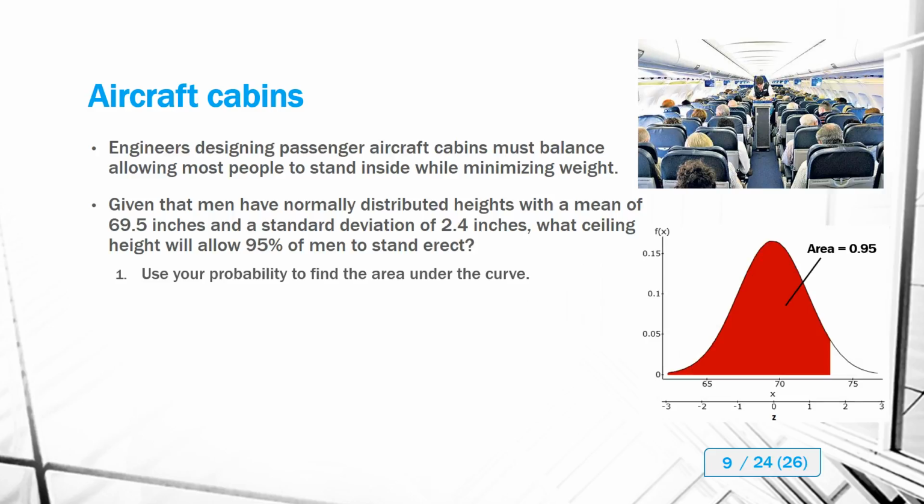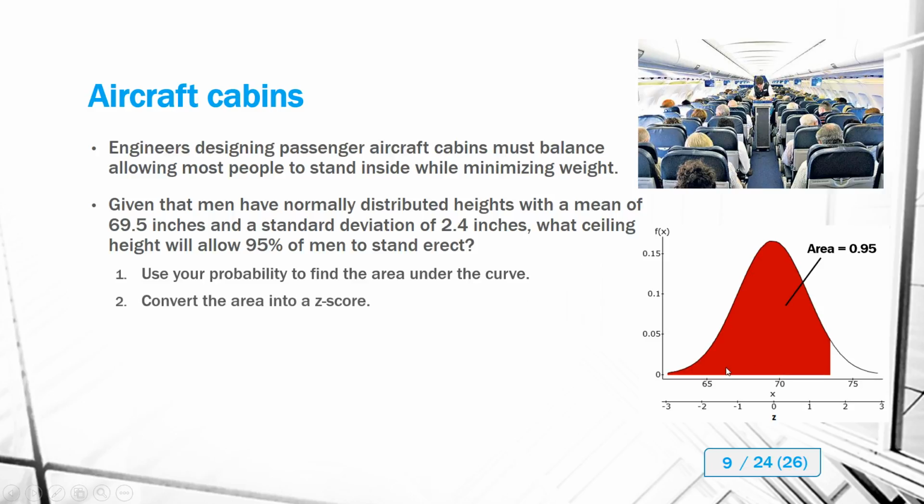So here's our distribution. We want 95% of the area to the left of whatever our z-score is. We want the area to the left because people that are shorter than the ceiling height that we're looking for won't have a problem. It's only the ones that are going to be taller. And we want 95% of the people not to have a problem. So this 95% of the area under the curve is going to be the area to the left.